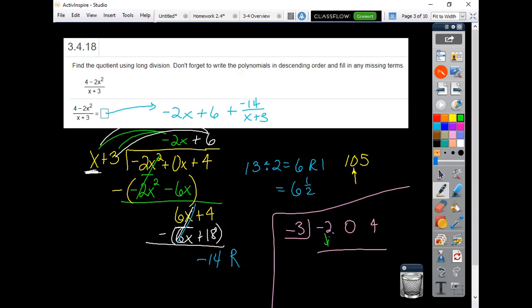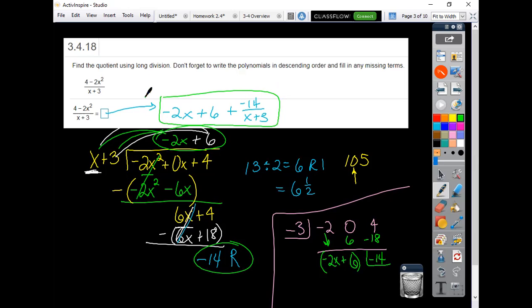Bring this negative 2 down. Multiply negative 3 times negative 2, get a 6, add straight down. Multiply negative 3 times 6, add straight down. Remainder, numbers, x's, plus in there. Negative 2x plus 6, remainder of negative 14, and then the same thing for your final answer as we did up here, remainder over the divisor, the x plus 3 in this case. Problem 3.4.18.